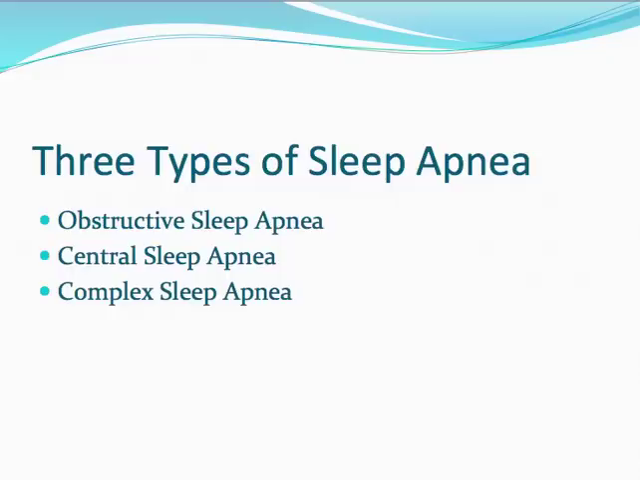So there are three main types of sleep apnea. The first one is obstructive sleep apnea, second is central sleep apnea, and the third is a mix of the two, which is called complex sleep apnea, and I'll get into a description in a second.